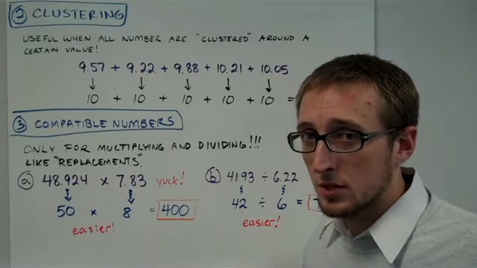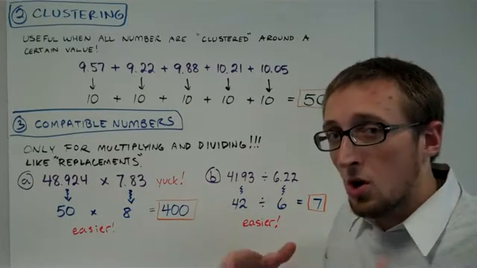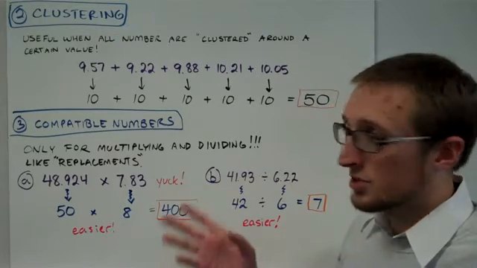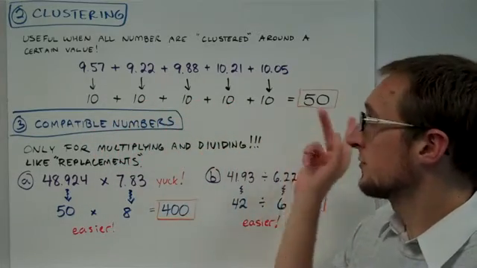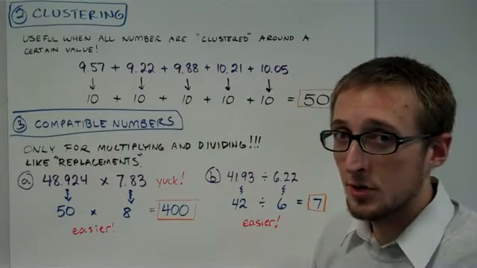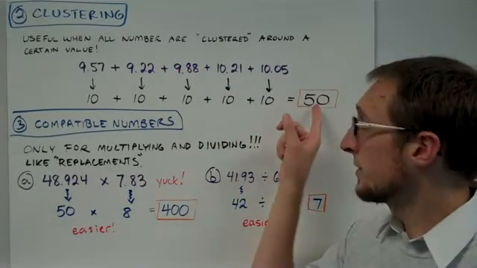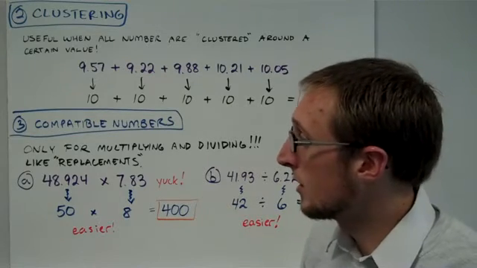Now we're not using a rounding rule. We're just using a clustering. We're saying that they're all clustered around 10. So let's just make sure they're all 10. So 10 plus 10 plus 10 plus 10 plus 10 is 50. So I know that when I add up these numbers and I want an actual value, it should be close to 50. 50 is a good estimate of what that final answer could be.